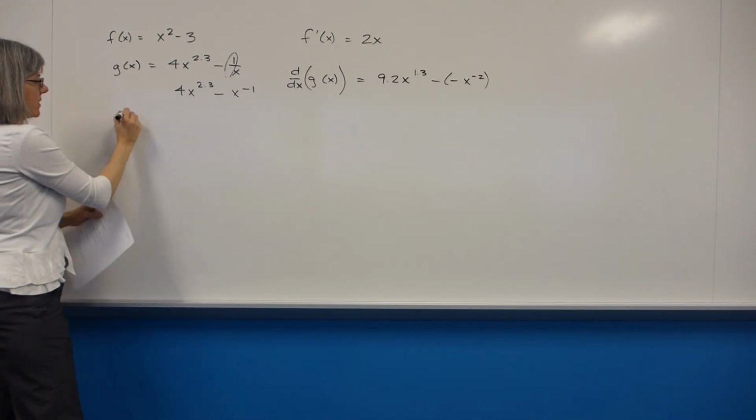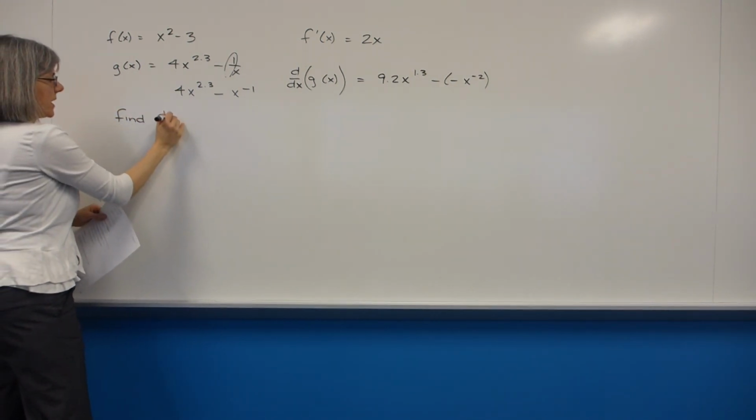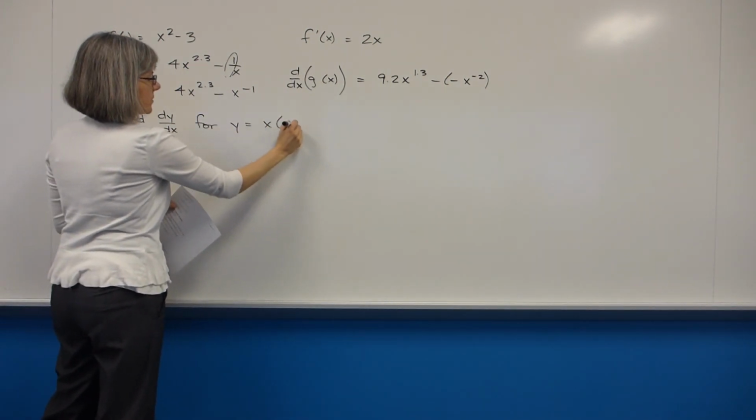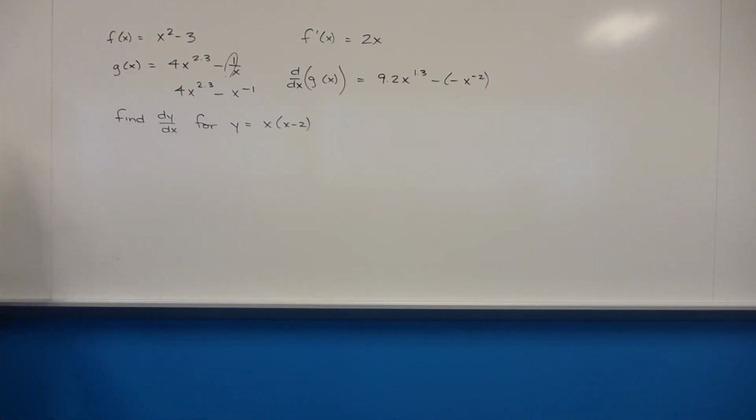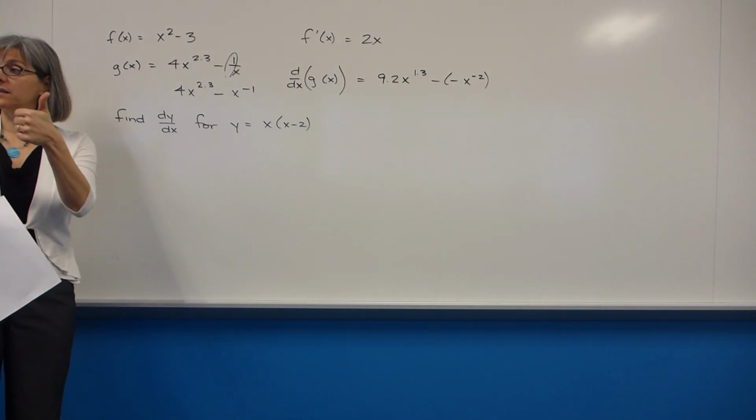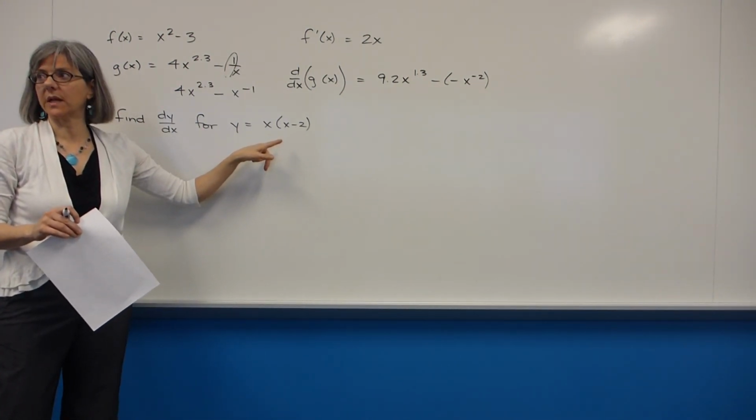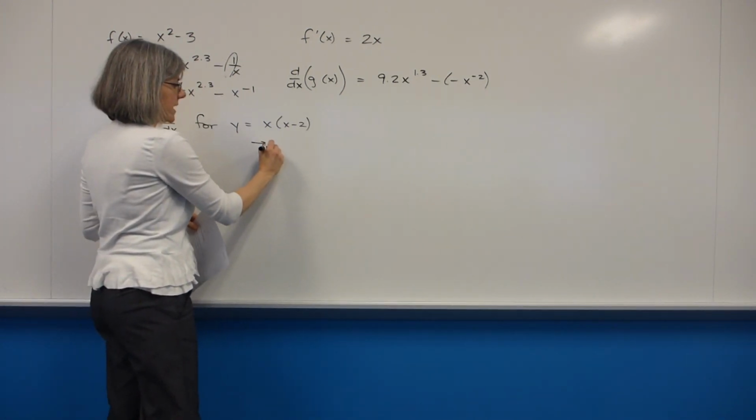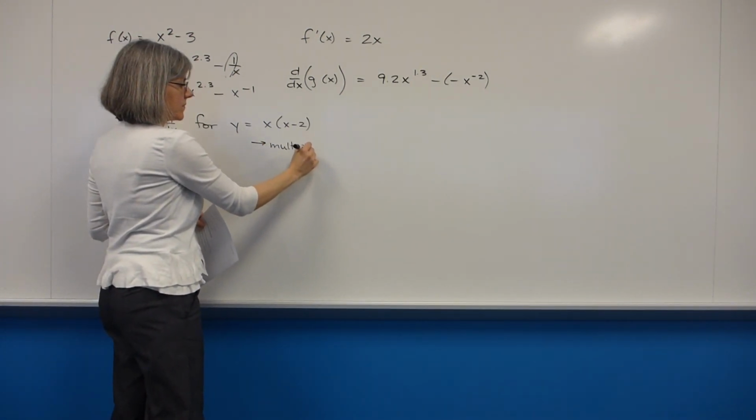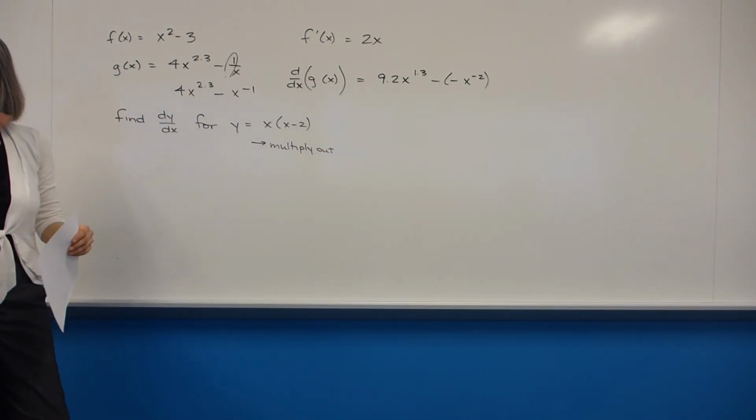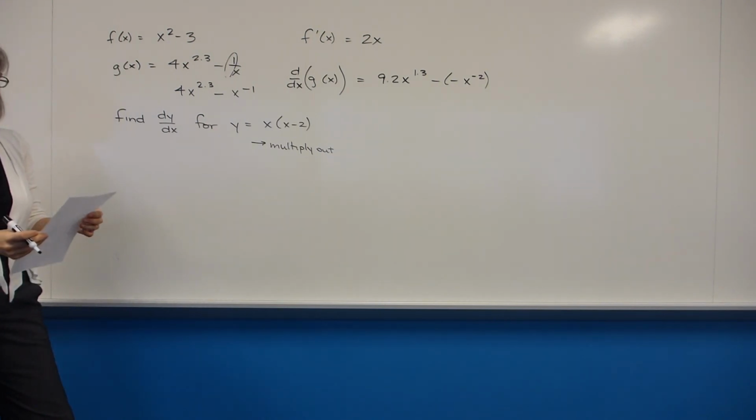What about this one? What if I tell you to find dy dx for y equals x times x minus 2? Is that in the proper form for now? I can handle multiplication by a constant, addition and subtraction. Do I have anything more than that? Yes, I have more than multiplication by a constant. So what do you have to do here? Multiply out. The answers are online, so I'm going to keep moving to make sure we have time to get to some of the other harder stuff.